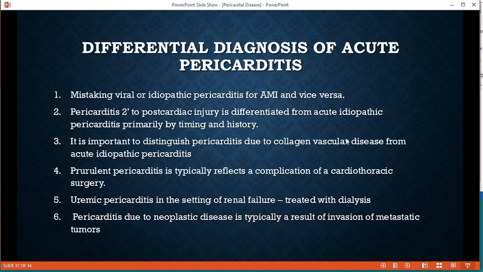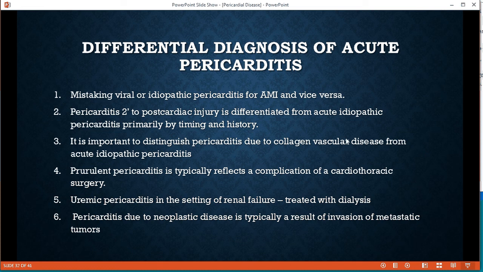Okay. It's important to distinguish pericarditis from collagen vascular disease from acute idiopathic. If you think about collagen vascular disease, you're thinking about scleroderma. My father died from scleroderma, and he had cardiac manifestations as well as pulmonary manifestations. So you can see issues related to pericarditis as a result of other rheumatic diseases, and you want to be able to differentiate that collagen vascular disease from acute idiopathic.